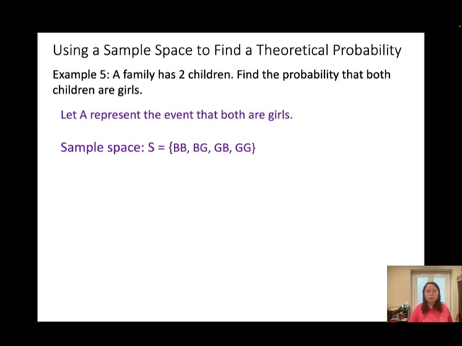And then what is the outcome? Outcome of the event A, both are girls. Okay, so this is going to be my event A outcome. So find the probability. So we're going to count. I have 1, 2, 3, 4. Okay, 4 possible outcomes. And then the event A will be 1. So probability of A will be equal to 1 over 4.